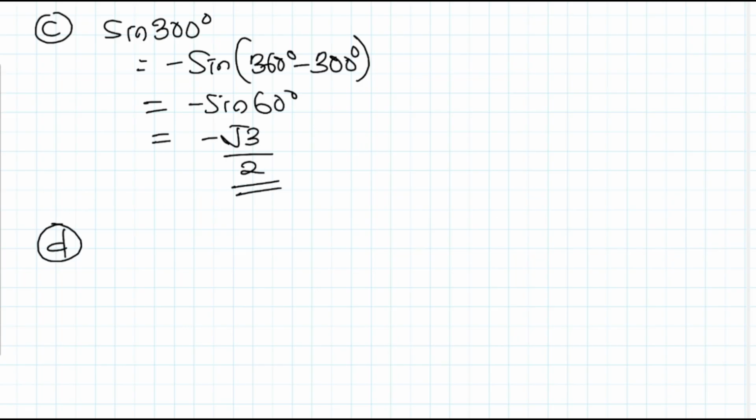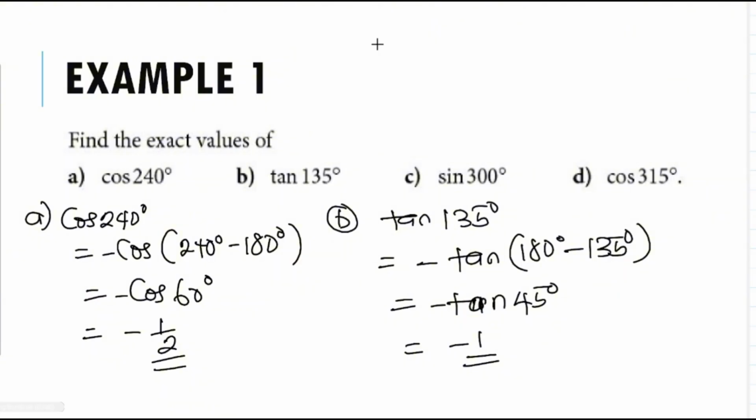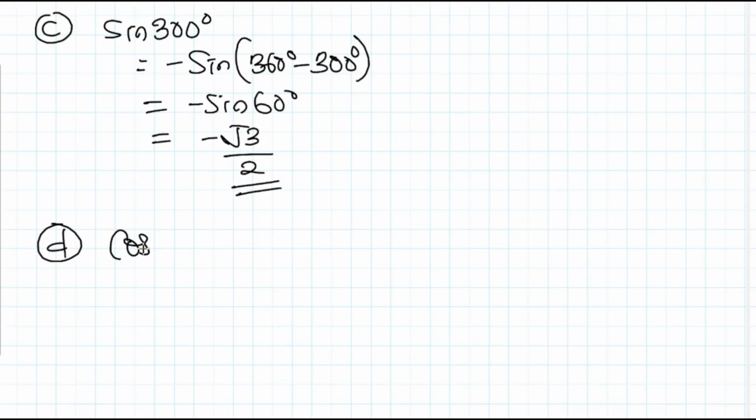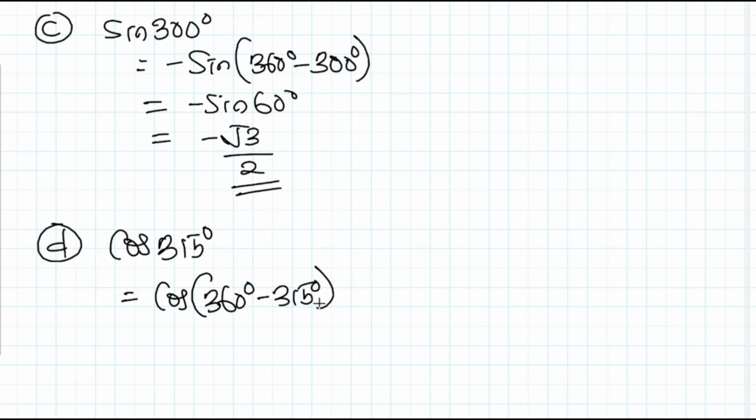D, cos 315 degrees. What quadrant is 315? That is the fourth quadrant. Is cosine positive or negative there? It is positive. So that will be cos, the value of the acute angle there is 360 minus theta. 360 minus 315, that will be cos 45 degrees. And then cos 45 degrees equals what?